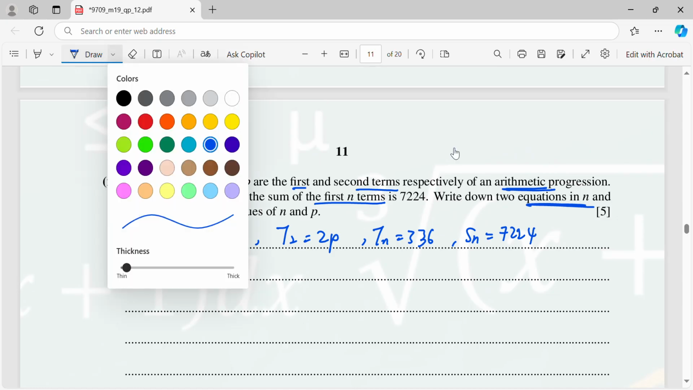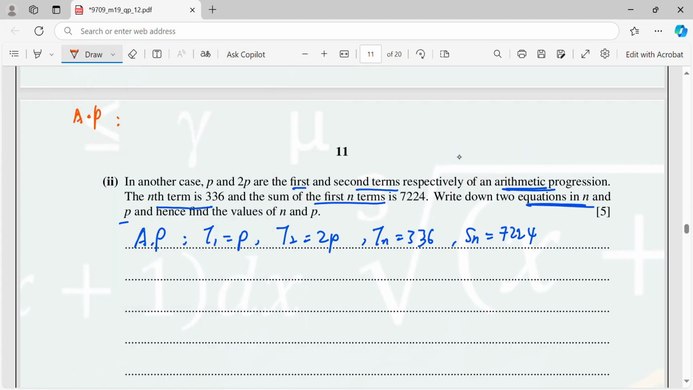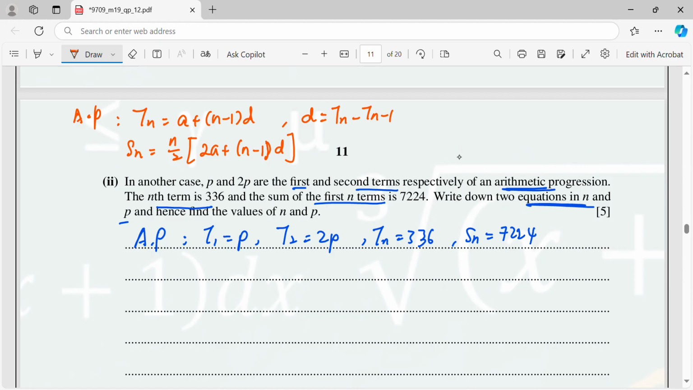Okay, so for the arithmetic progression, our Tn is a plus (n minus 1)d, whereby d is a common difference, a is the first term. The d is found by Tn minus T(n minus 1), so the term minus the previous term, that is the common difference. And the Sn formula is n over 2 times (2a plus (n minus 1)d). This is the general formula for the sum of the first n terms for arithmetic progression.